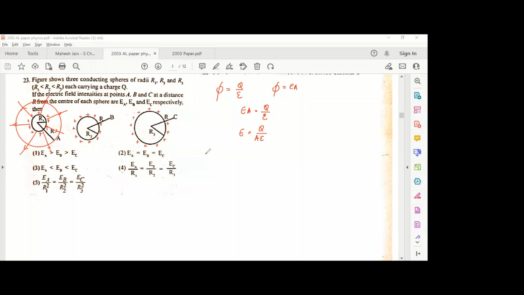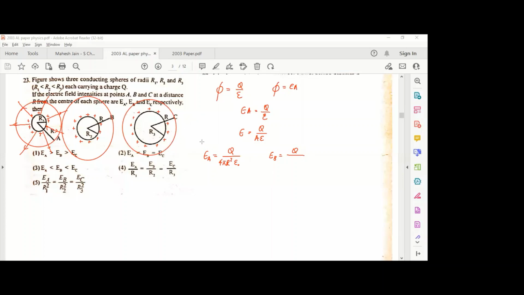for EA, what you can write is q over A. A means the area of the sphere, 4 pi r squared epsilon naught. If it's A, it's epsilon naught. For EB, simply again it's q, because the charge inside the Gaussian surface, when you take B, you have to consider a sphere like this. When you take C also, you have to consider a sphere like this.